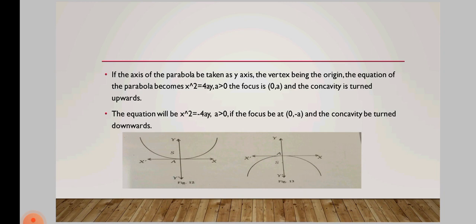Here the concavity is around the positive y-axis in the first picture, and in the second picture the concavity is around the negative y-axis. So in this case, the equation of the parabola in the first case will be x square is equal to 4ay, a greater than 0, and the focus will be (0, a). Before we saw it to be (a, 0), but here it will be (0, a), and the concavity will be upwards. In the second case, the equation of the parabola will be x square is equal to minus 4ay, a greater than 0, and the focus will be at (0, minus a) with concavity downwards.